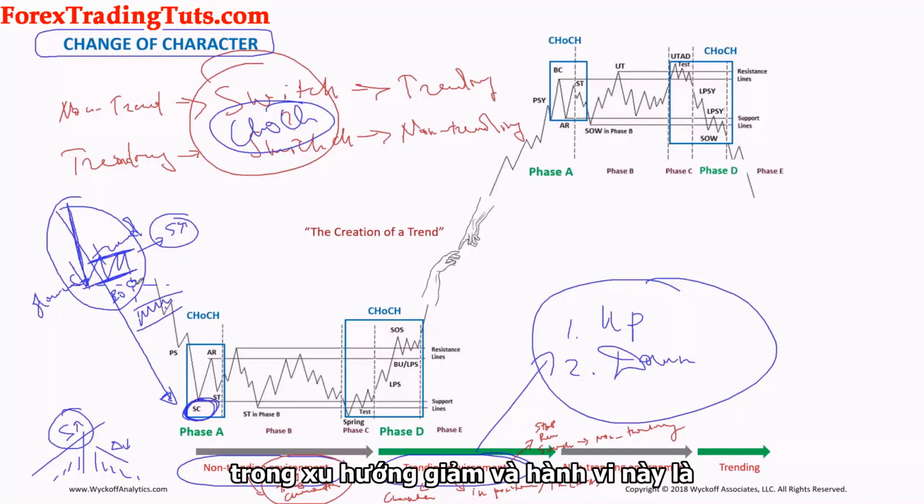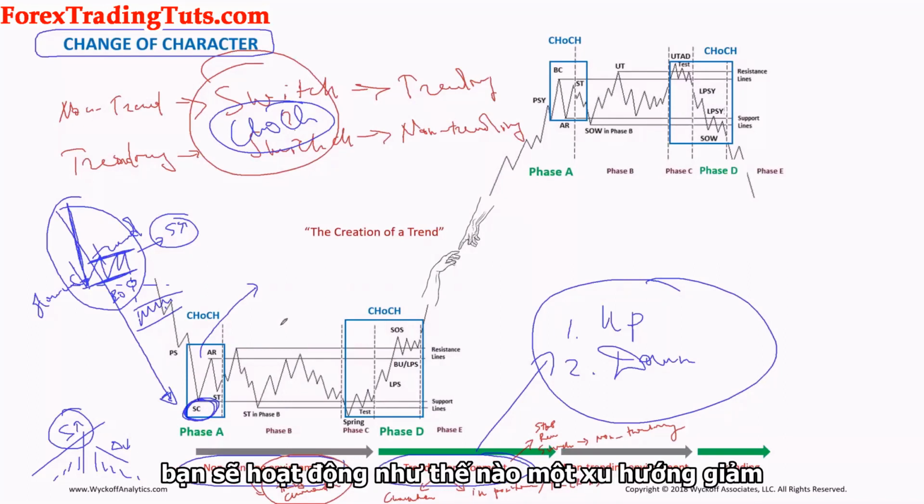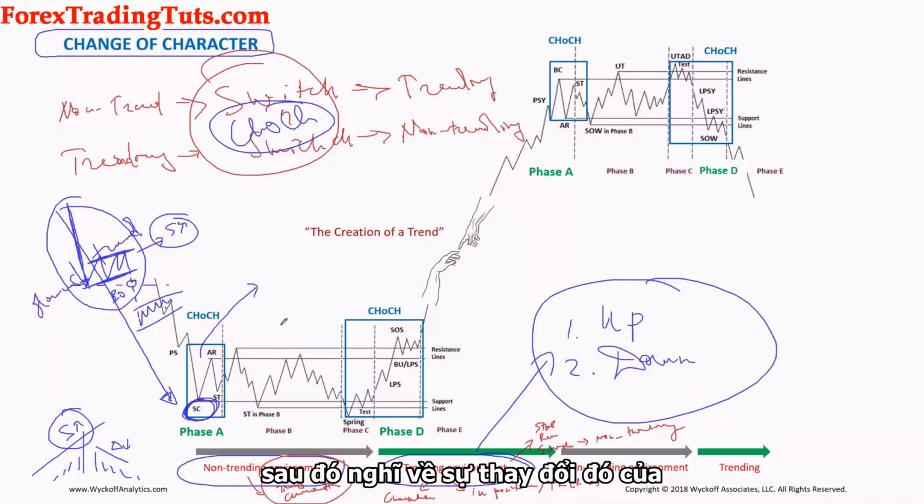And this behavior is not going to change until a certain point. So what is that point? That's the biggest question that we want to address. And that point is going to be a change of character. And think of this in reverse. I've just shown you how a downtrend would behave. Then think about that change of character.